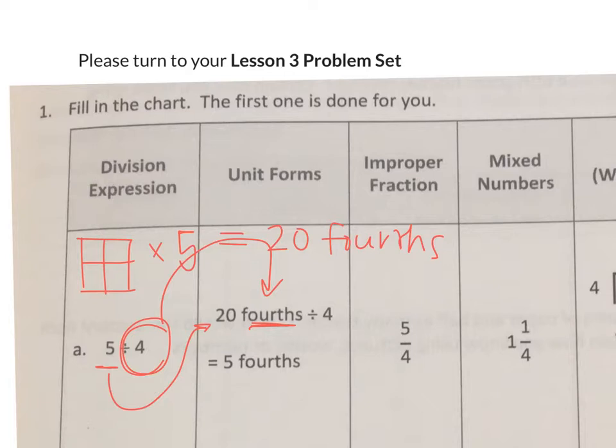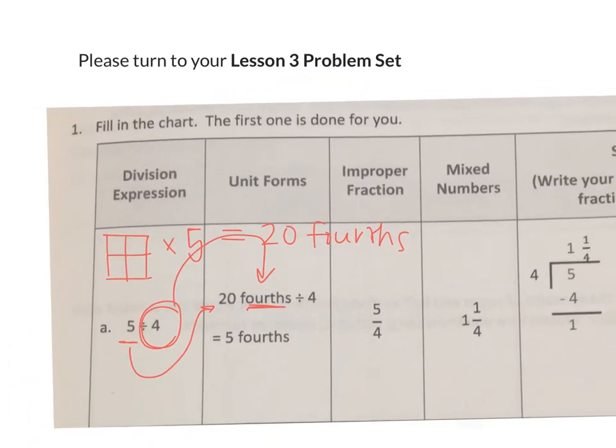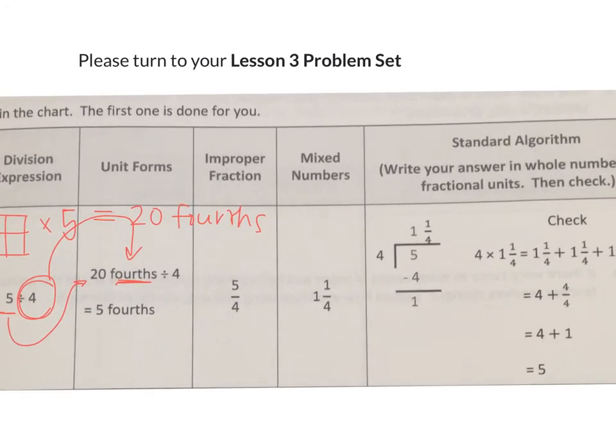Okay. Then we're still dividing by 4. And so 20 divided by 4 is what? 5. And what's our unit? So this is the unit form. Do you see that? Then from the unit form, we can very easily write the improper fraction, can't we? It's 5/4.